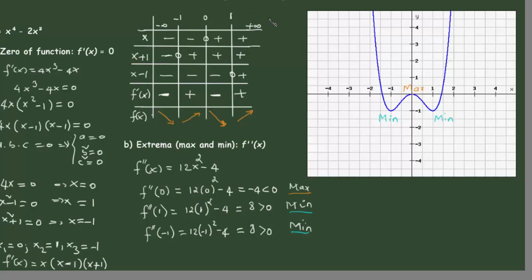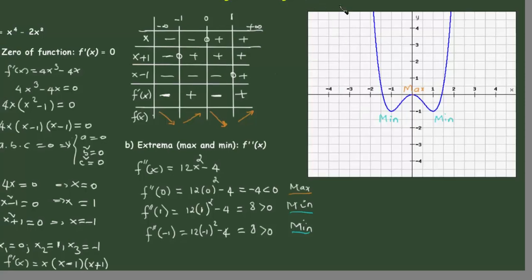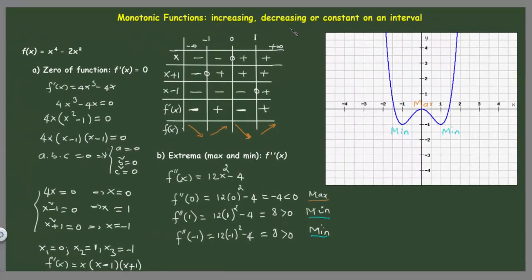To finish, the function is not constant, but it is increasing and decreasing. That's what we call monotonic increasing and monotonic decreasing. We have monotonic decreasing twice and monotonic increasing two times. We can even write the intervals like this: in the interval from minus infinity to minus 1, the function is monotonic decreasing.